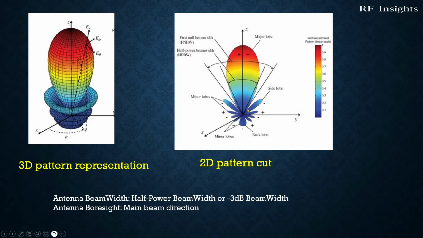Also, you can see that antennas normally have some side lobes and back lobes, and directional antennas normally tend to direct the RF energy in one specific direction, which is called the main lobe or the bore side of the antenna.